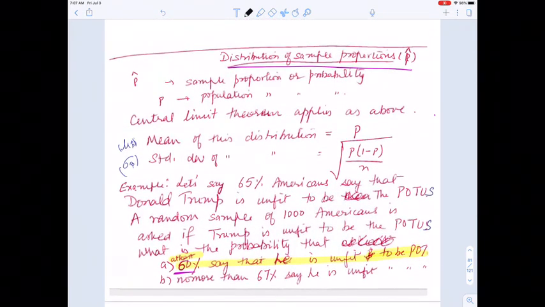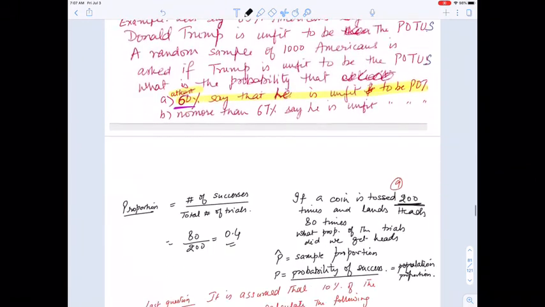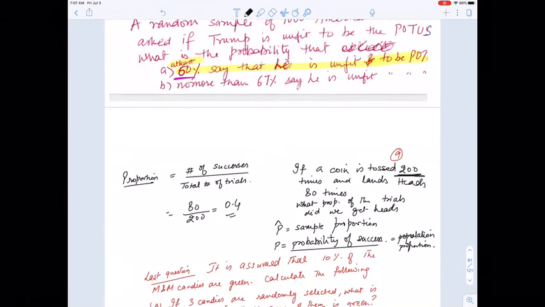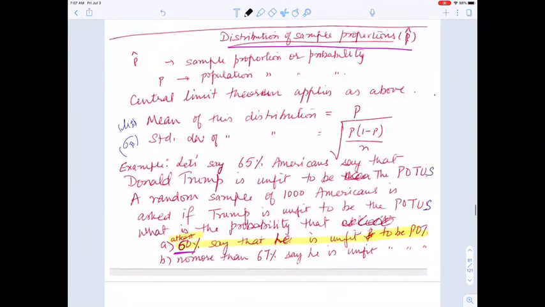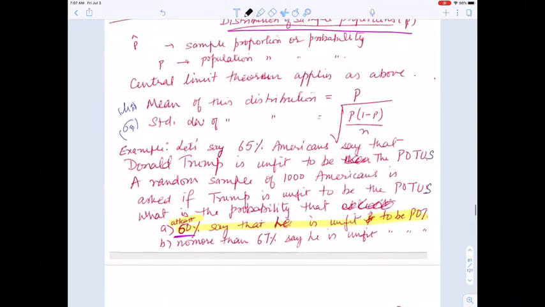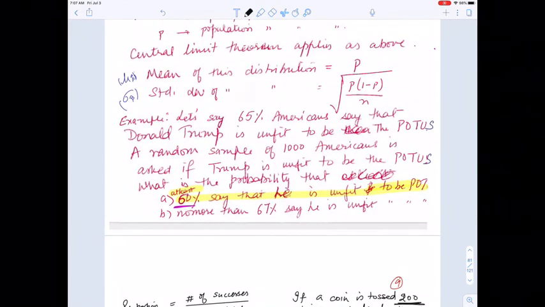So let's look at this example. In this sample proportion distribution, what we have here is a distribution of sample proportions. It may look like this if the sample is large enough. So what is this distribution? Its mean is P, which is the population proportion, or probability of success.